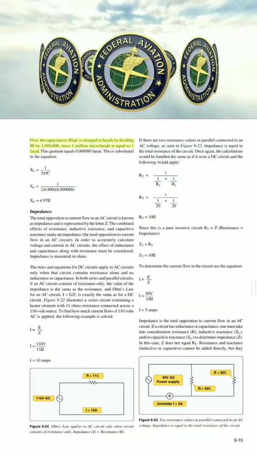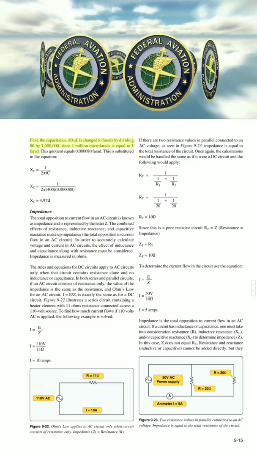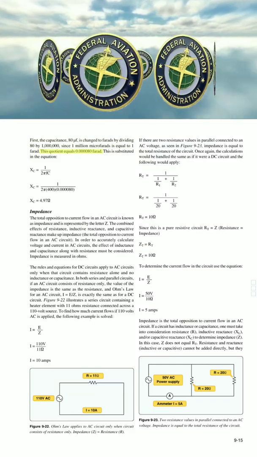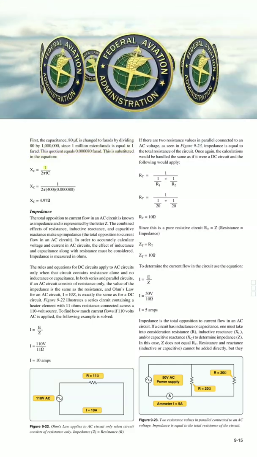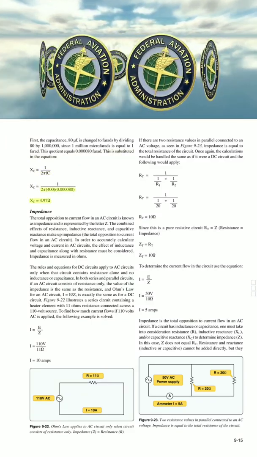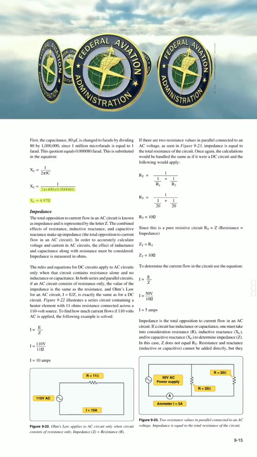First, the capacitance, 80 µF, is changed to farads by dividing 80 by 1 million, since 1 million microfarads is equal to 1 farad. This quotient equals 0.000080 farad. This is substituted in the equation: Xc equals 1/(2π × 400 × 0.000080), so Xc equals 4.97 ohms.